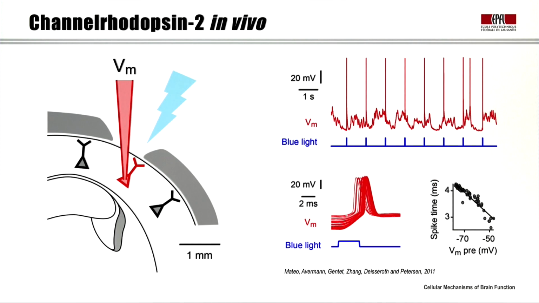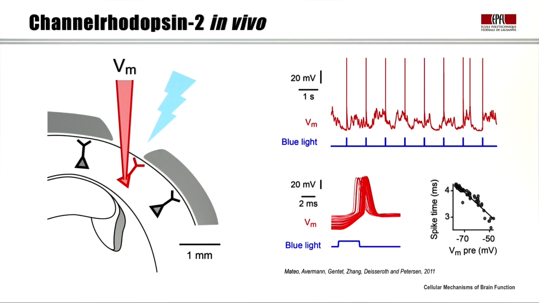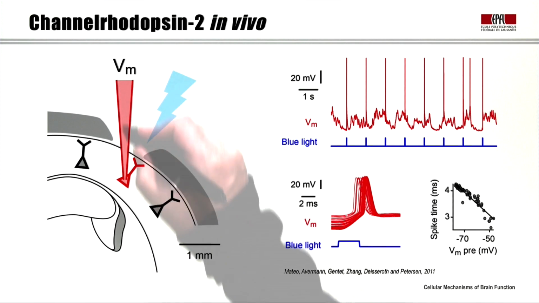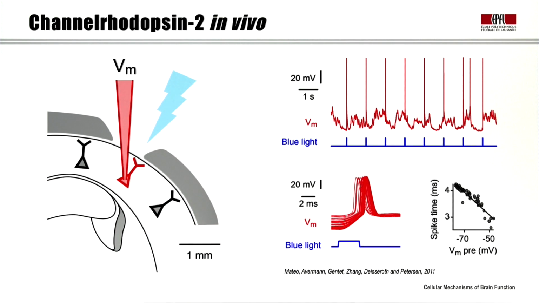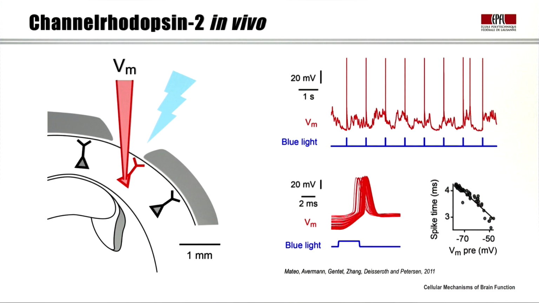An important question, of course, was how well channelrhodopsin 2 works in vivo in the living mammalian brain. And so here we've expressed channelrhodopsin 2 in the primary somatosensory cortex. We come in with a whole-cell membrane potential recording from one of the neurons that's expressing channelrhodopsin. And in vivo, there are membrane potential fluctuations that are large in amplitude and occurring on a variety of timescales. And so it's interesting to see to what extent we can get reliable control of action potential firing under these conditions of high variability in vivo.